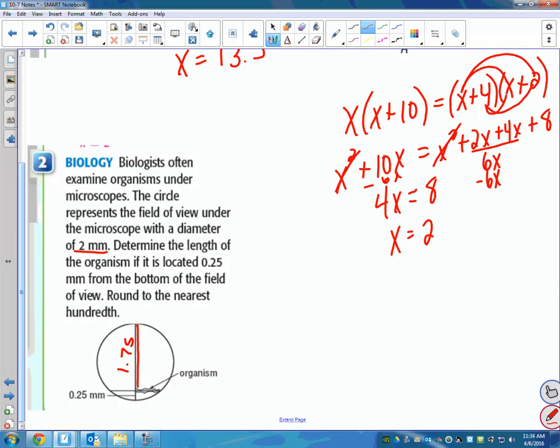So is this length the same as this length? I feel like it has to be in order to do this, right? Because it's right down the center, so it's going to cut the diameter in half. So whatever the organism length is, it's the same amount over here. So I'm going to call this x, which means this is x too.